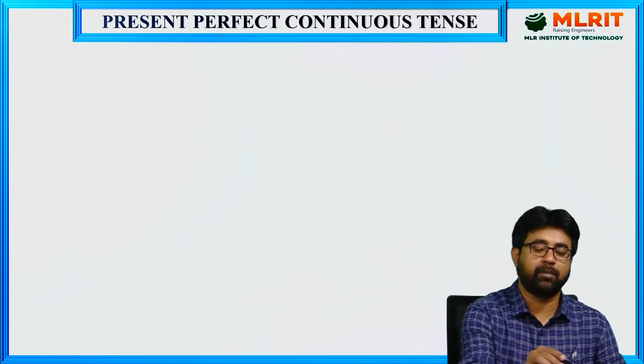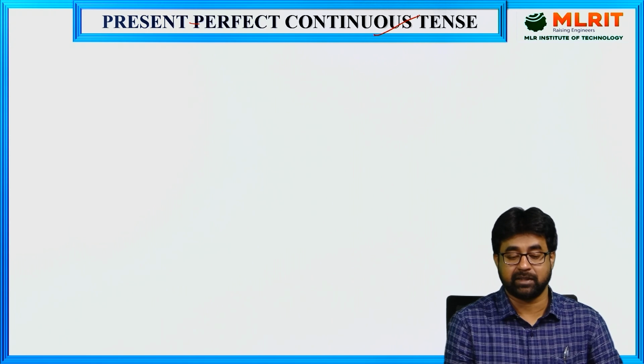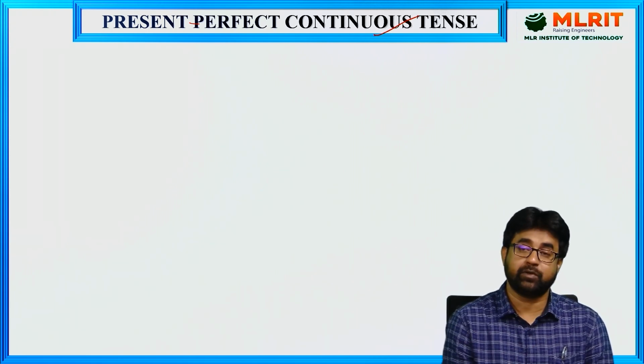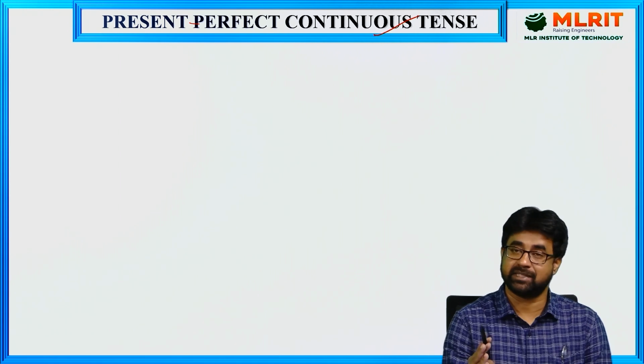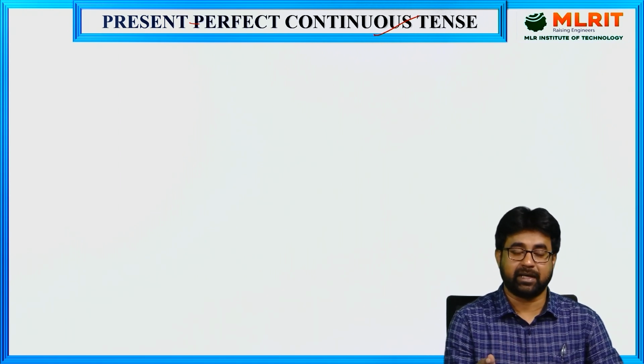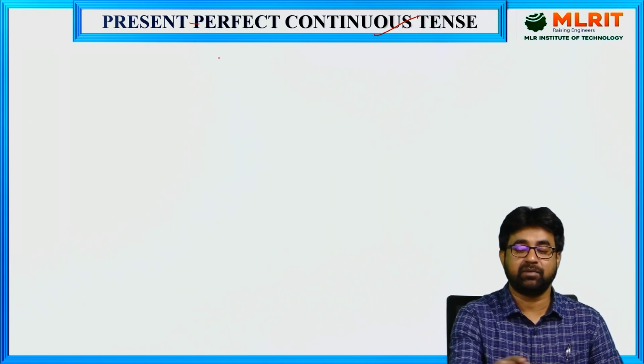Now I'll be talking about present perfect continuous tense, the last aspect of present. If you remember, in the previous lecture we discussed simple present tense and present continuous tense. Then the first one in this was present perfect tense. Now the last one, the fourth aspect of present tense, is present perfect continuous tense.